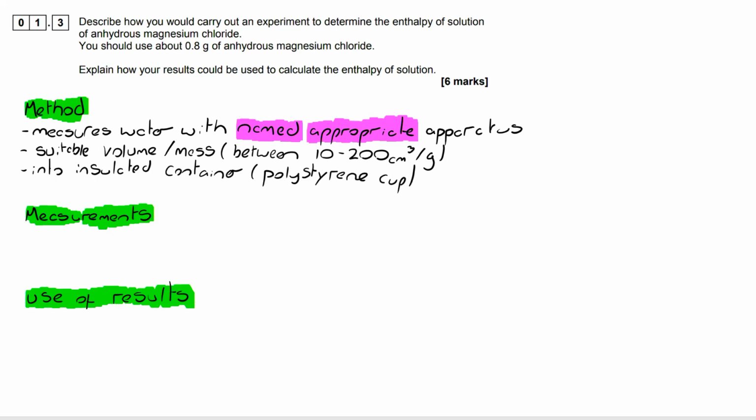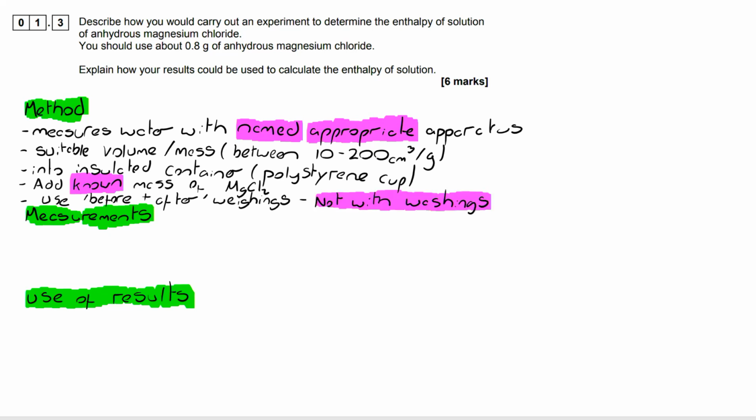You're going to put it into an insulated container, a polystyrene cup. You can't just say you're going to insulate by putting a lid on. You do need the idea that it's an insulated polystyrene cup calorimeter. You're going to add a known mass of MgCl2. This said to use about 0.8 grams. You can't just say add the MgCl2. It has to be a specific mass. You might have said 0.8, you might have said close to 0.8, but you need to specify a mass.